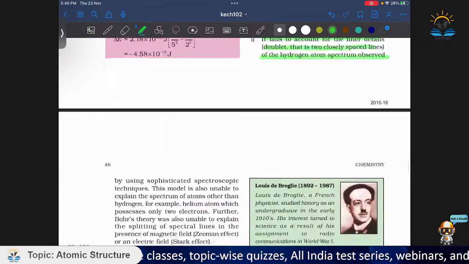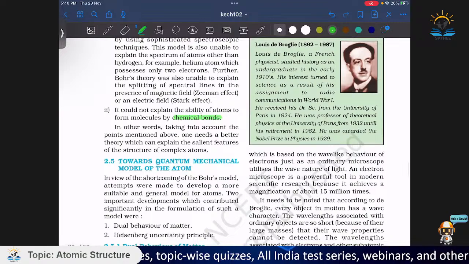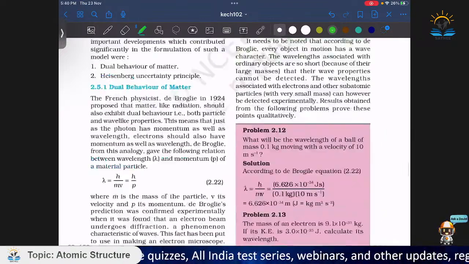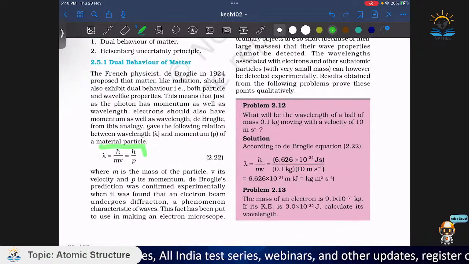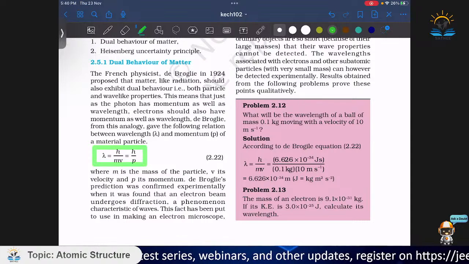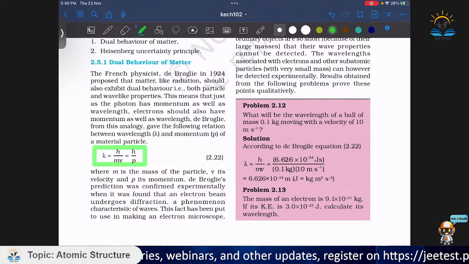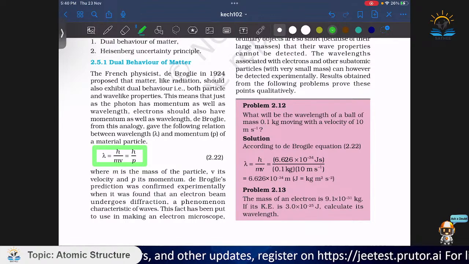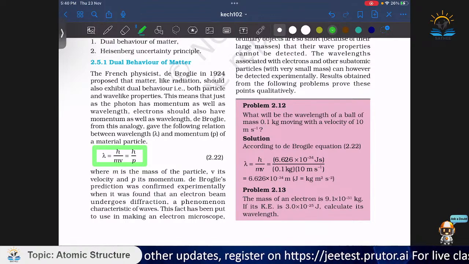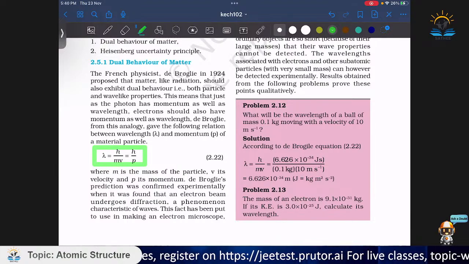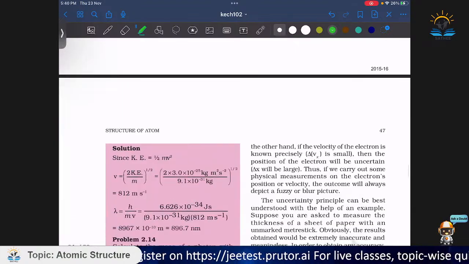Now, dual behavior of matter. I was saying de Broglie, the scientist, was there. He gave a small formula using Bohr's idea: lambda is equal to h by p. p is the momentum of the particle. So the wavelength of a particle is h divided by the momentum of the particle. This is an important formula.